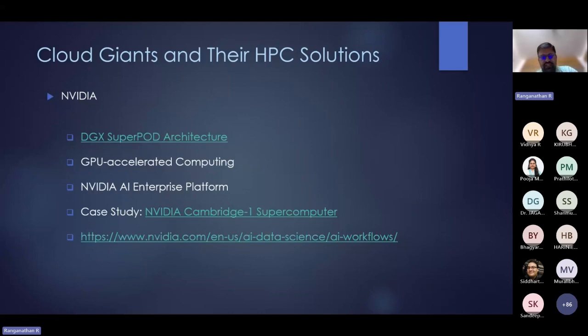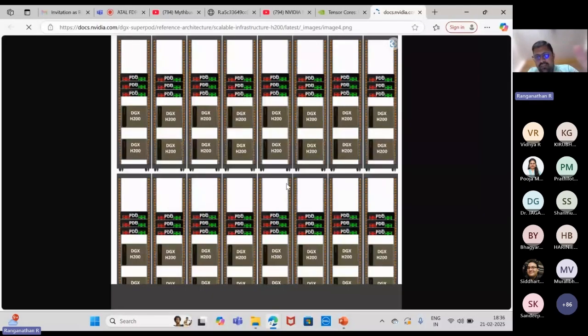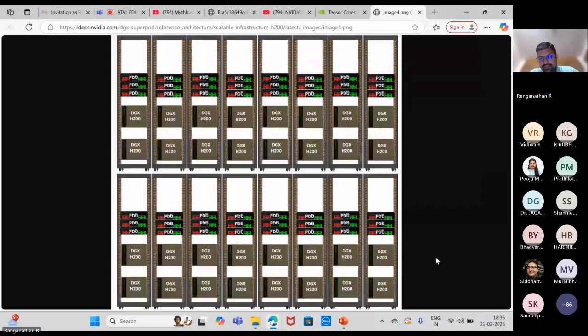Now, if you look at the DGX SuperPOD architecture, this is what it looks like. Guys, I hope this schematic is visible to you. Can one of you confirm whether the image is visible, guys? Yes, sir. Yes, yes. Okay.